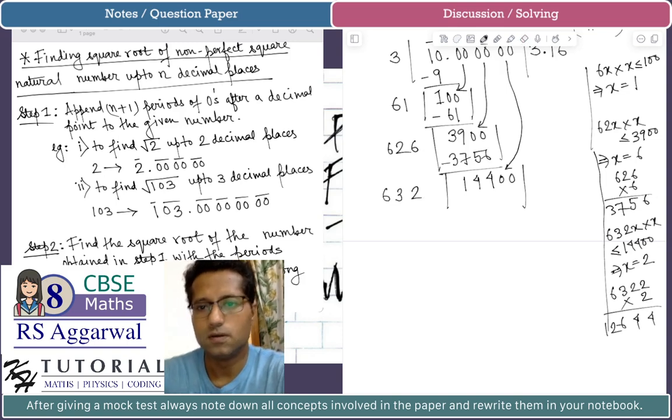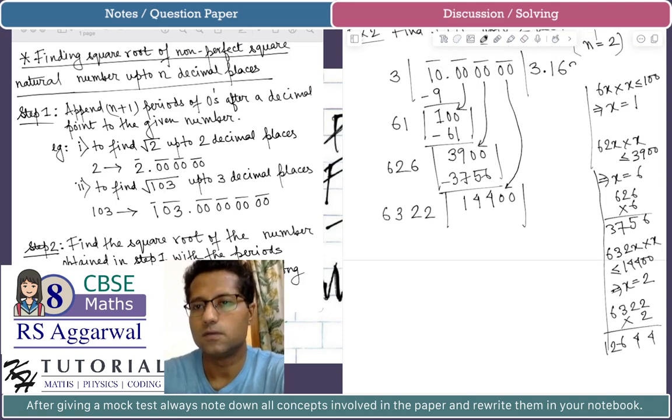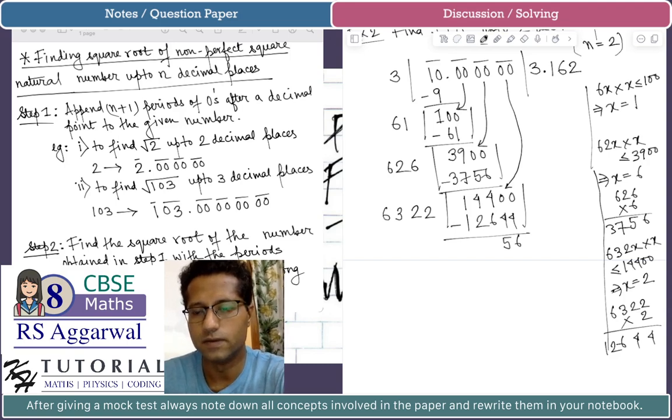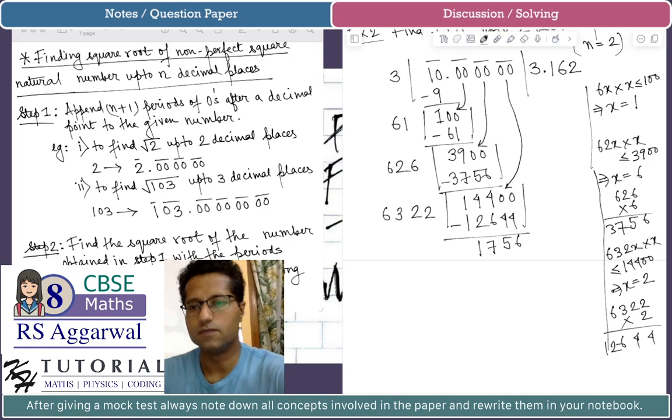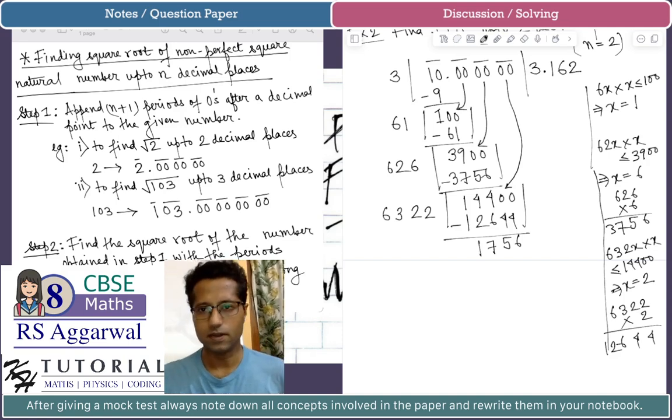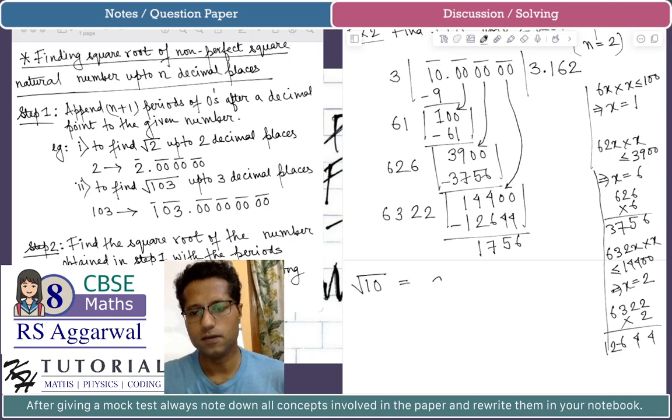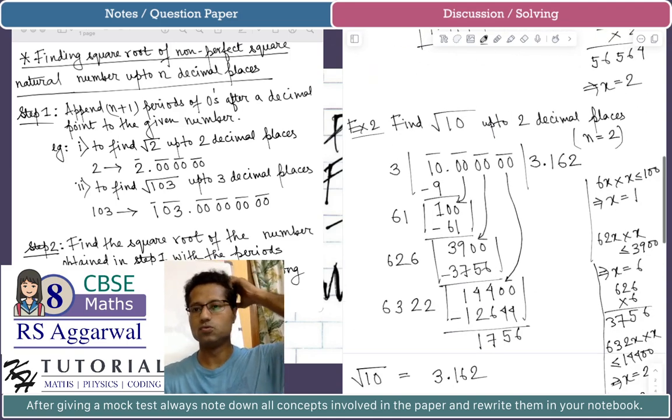x will be 2. I put 2 here. I append the 2 to the quotient. And 6322 multiplied by 2 is 12644, and the remainder is 1756, and there are no more periods left. We are exhausted. So the square root of 10 is 3.162, and we are asked to find the square root of 10 up to 2 decimal places.